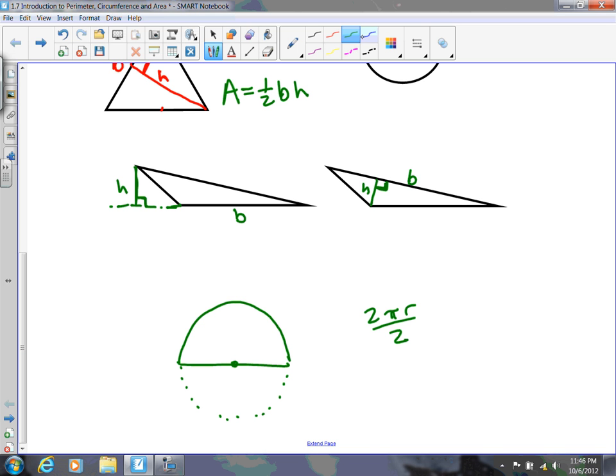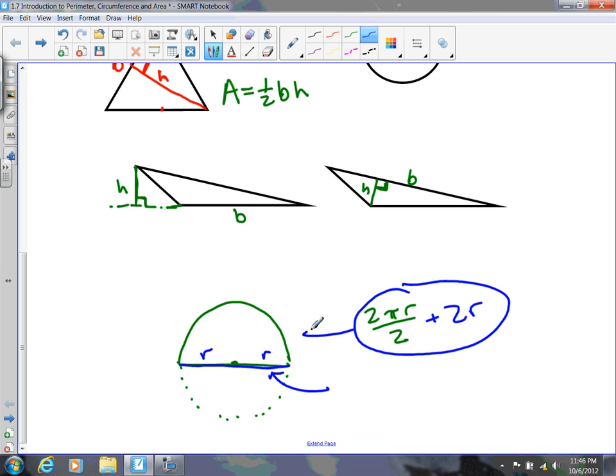Okay, and then this part would have to be, this is one radius and over here is another radius, so that might be plus 2r, right? Radius plus radius. This would be the formula for a perimeter of a semicircle.